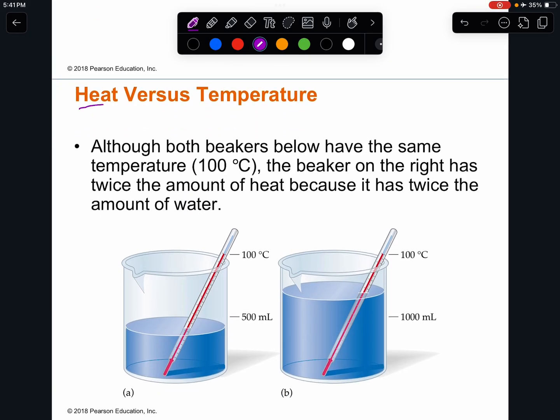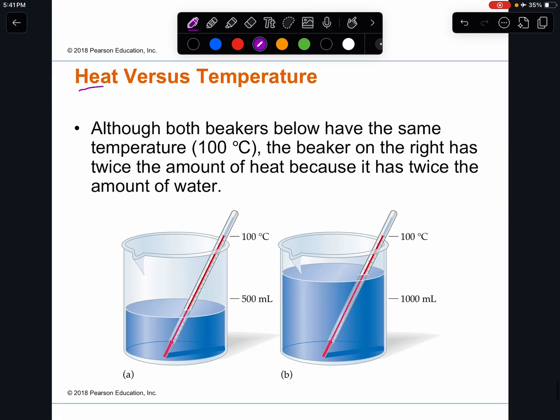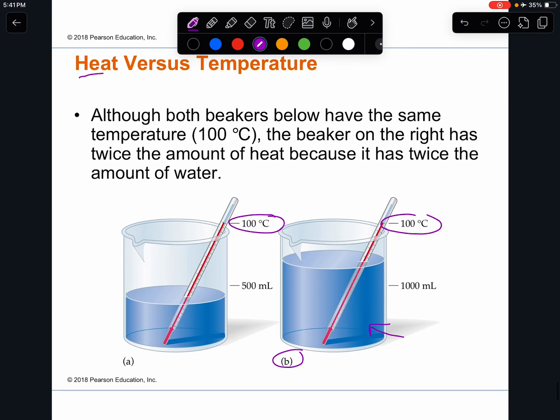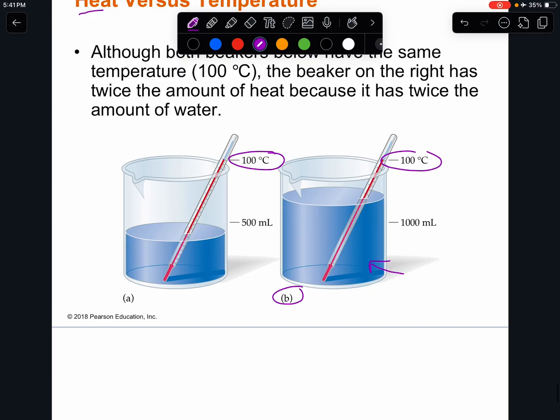So when we're looking at heat versus temperature, we want to understand that both beakers are at 100 degrees Celsius, okay? But this one, letter B, has twice the amount of heat because it has twice the amount of water. So their temperatures are the same, but this one has more heat because it has more water, which can hold that temperature. So we're going to focus a lot on that in a later chapter, but it is just being introduced to you as heat and the term temperature.